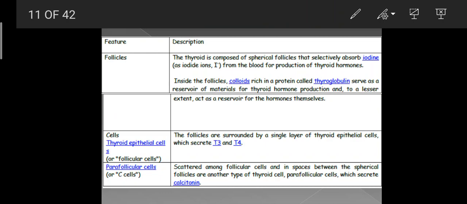If we quickly have a look at this table, it lists the different parts of the thyroid gland along with their function or description. The thyroid is composed of spherical follicles that selectively absorb iodine as iodide ions from the blood for the production of thyroid hormones. Inside the follicles, colloids rich in a protein called thyroglobulin serve as a reservoir of materials for thyroid hormone production and, to a lesser extent, act as a reservoir for the hormones themselves.